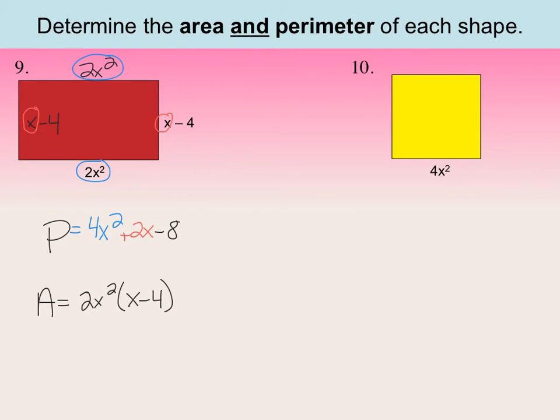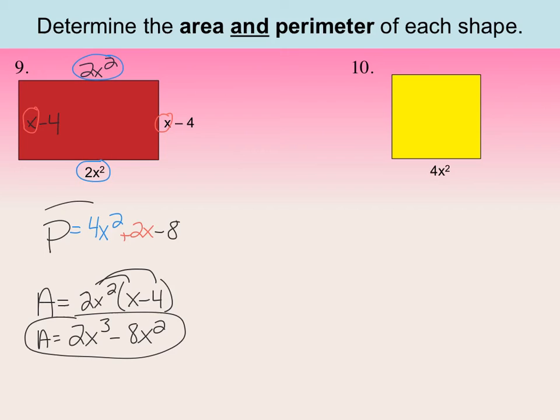So your first shape for your rectangle, your perimeter would be adding all 4 sides, which gives you 4x squared plus 2x minus 8. And again, we just looked at that in the last section. And then your area, I have it set up, would be length times width. So it's 2x squared times x minus 4. And to simplify that, we're just going to distribute. So this becomes 2x cubed minus 8x squared would be your final area. And you would be done with that one. So still not too bad to do perimeter and area.